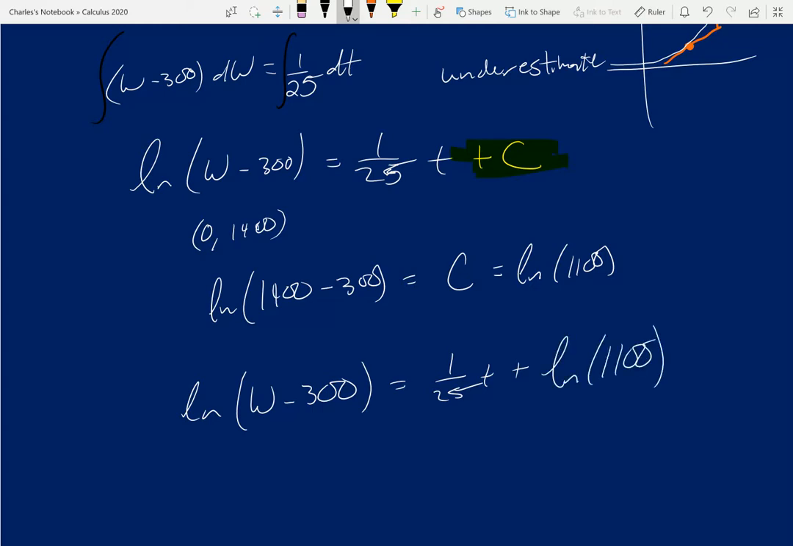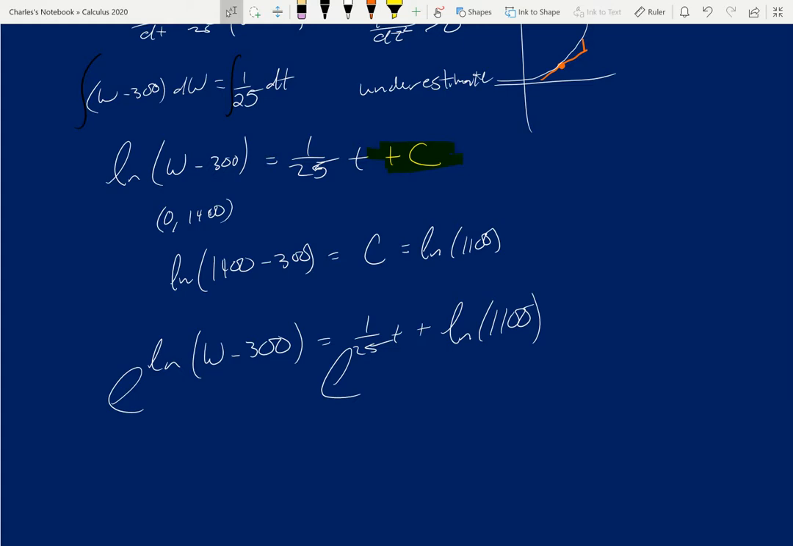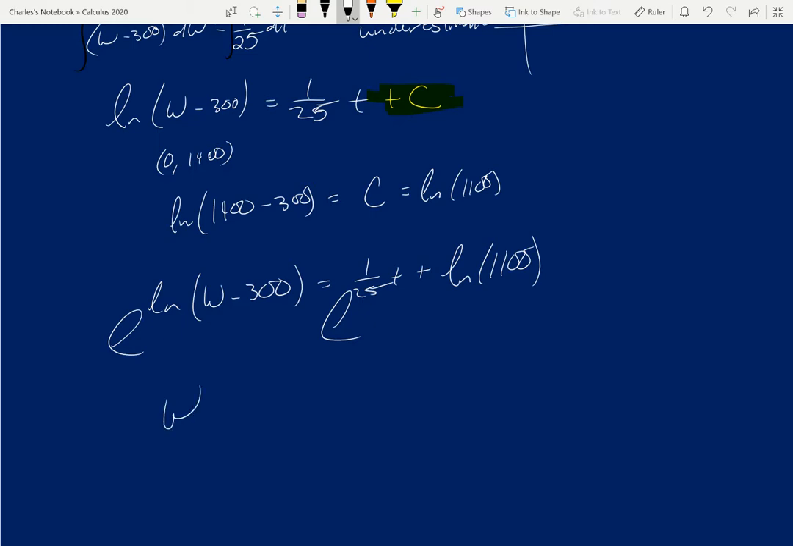And we want to get this to where it's an explicitly defined function so that all we have is a W by itself. So what I'm going to do is take both sides and raise them to the power of e. And so on the left side, boom, that stuff is gone. I get W minus 300. And on the right side, this is a typical thing. Remember, when you're multiplying terms that have the same base, you add the exponents. So if you have a sum in the exponent, you can tease it out into two separate terms that you're multiplying with a like base.